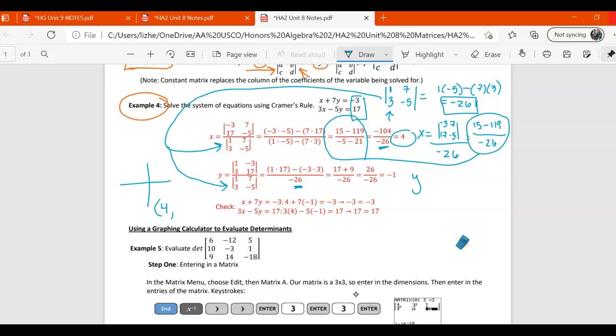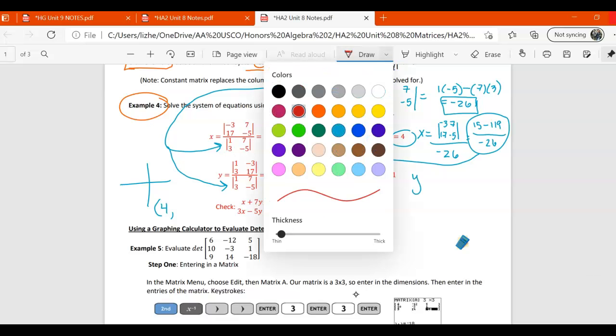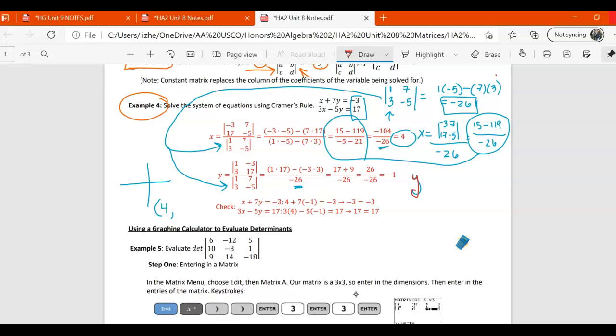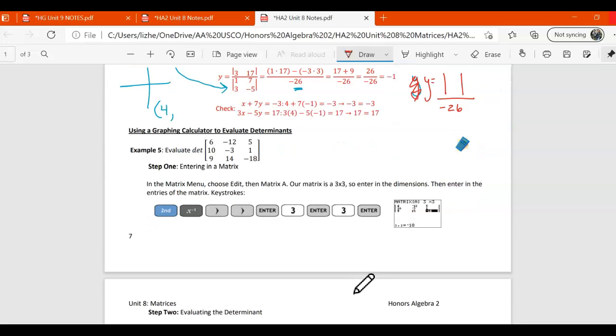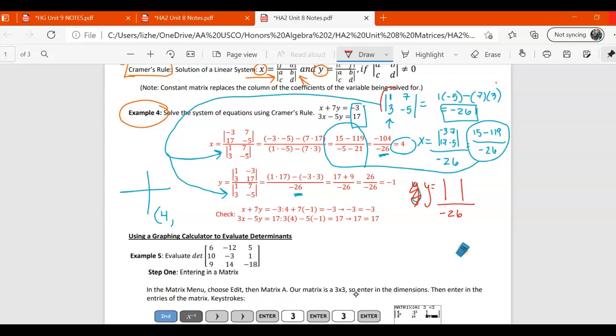And to find the y value, let me do it in another color. Okay, I'll say y equals. So I'm going to do a determinant. And again, I divide by the coefficient determinant, which is -26. This time, since I'm solving for y, I use the x numbers, 1, 3, but instead of the y numbers, I take them out and I'm going to use the constant numbers, -3, 17.